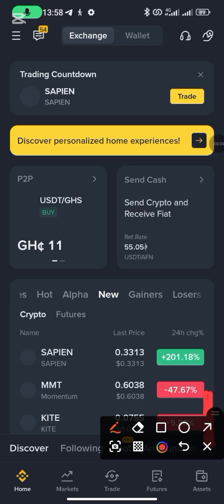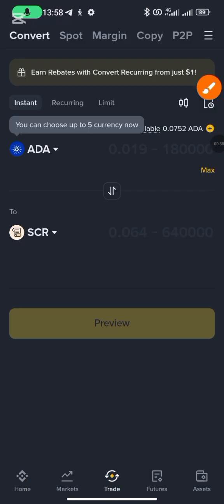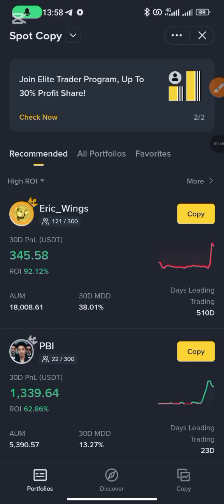So to copy trade on Binance, click on this trade section. When you click on this trade section, it will bring you to this page. Click on copy. Now this is the Binance Copy Trade section. Now there are different ways you can copy trades on Binance.